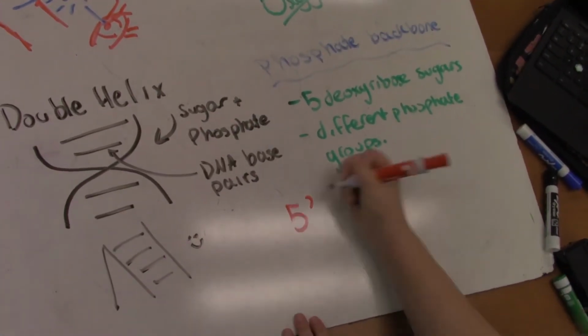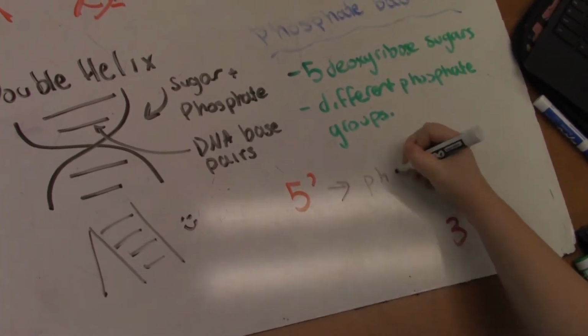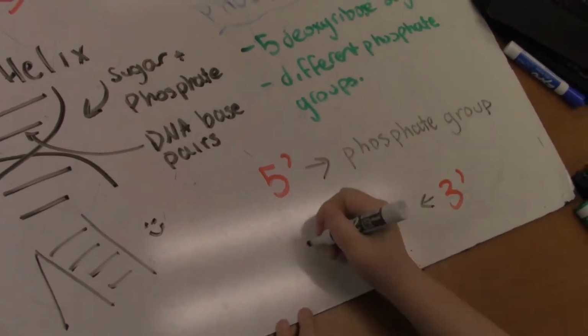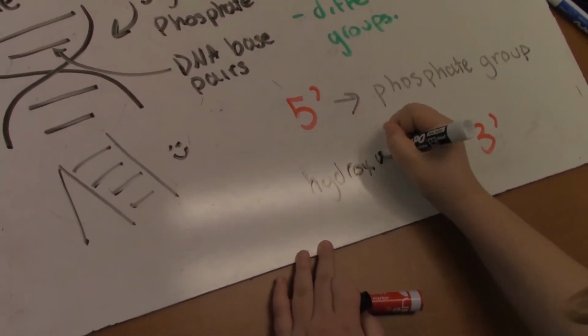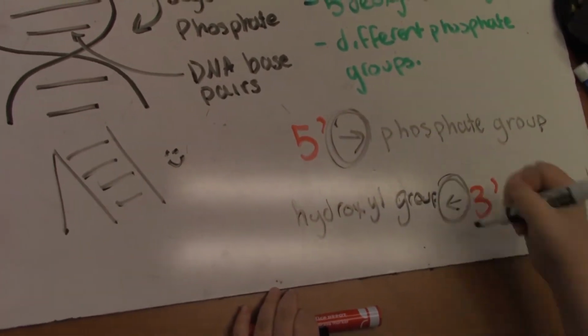5' and 3' are the carbon numbers in the DNA's sugar backbone. The 5' carbon has a phosphate group attached to it, and the 3' carbon has a hydroxyl group. This gives a DNA strand a direction to go in.